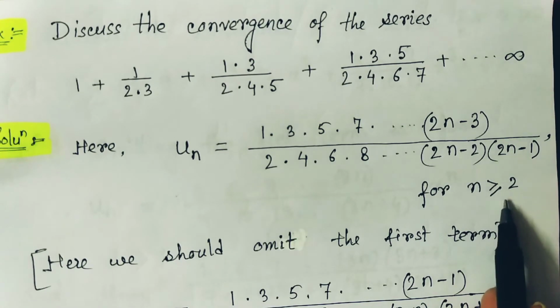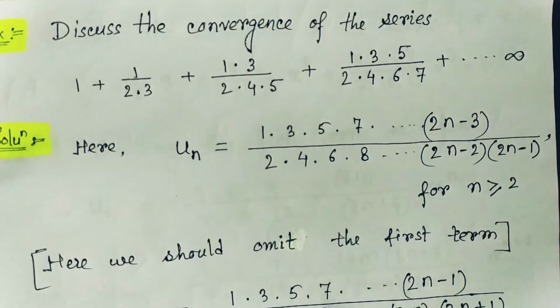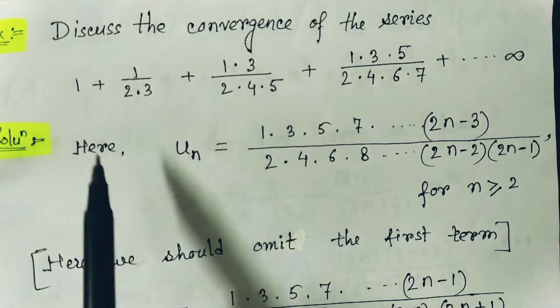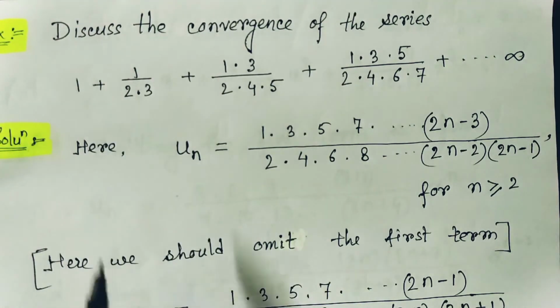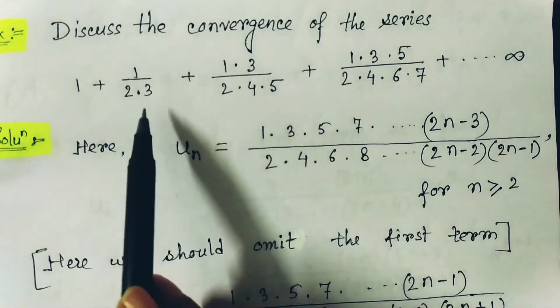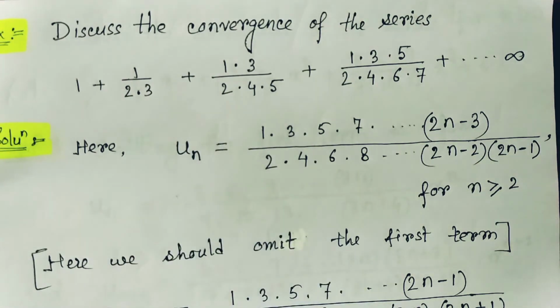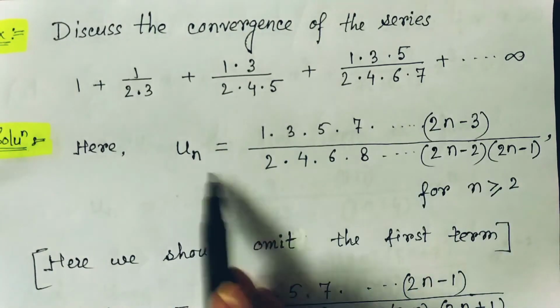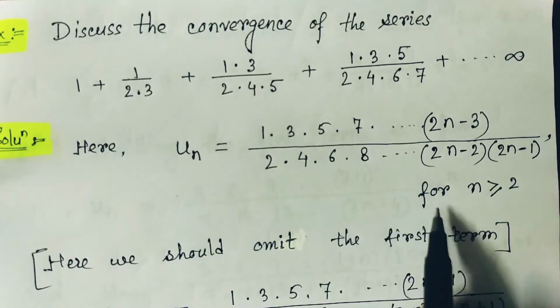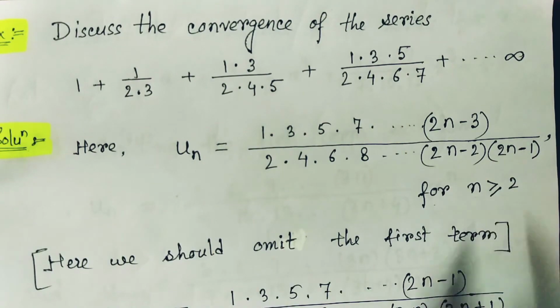Because n equals 1, we will not get the definite value. One thing, we should omit the first term here, because we know that after deletion or subtraction of a few terms from a given infinite series, it will not affect the nature of the series. That's why we omit the first term, and from the second term onward we have this un, which is valid for n greater than or equal to 2.